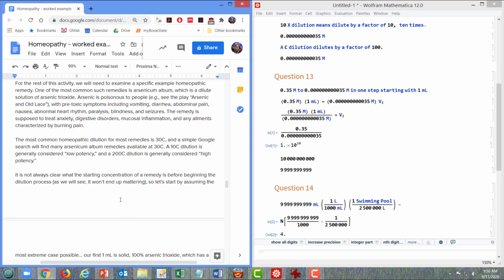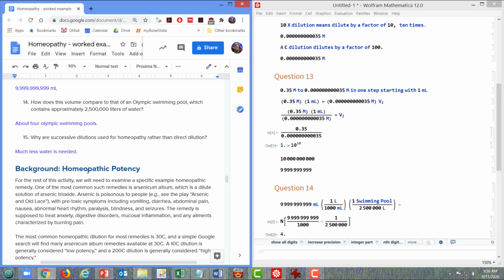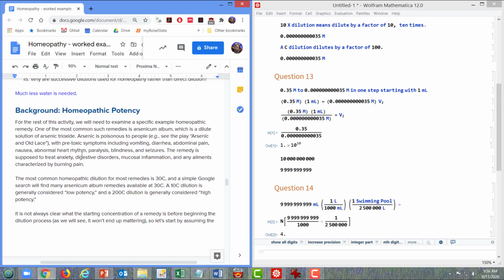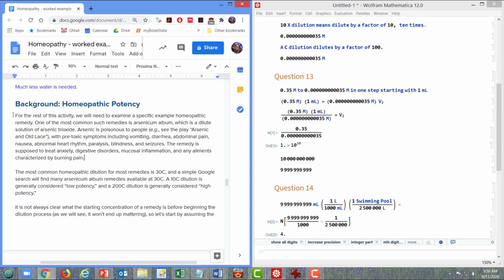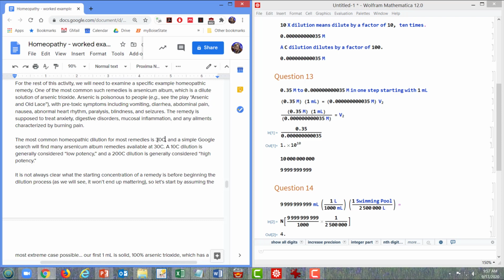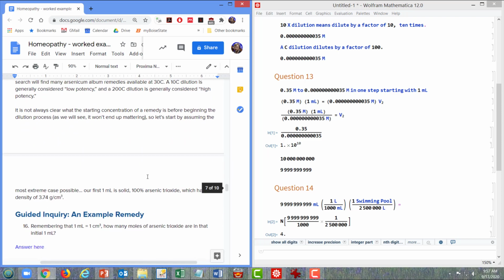So we are 17 minutes in and we finished the first section. Now, we have a new section of background to read, homeopathic potency. And we have to read through this. This will take a little bit of time. The most common homeopathic dilution for most remedies is 30C. So we're going to start looking at those. And we already now know how to do things like 30Cs.